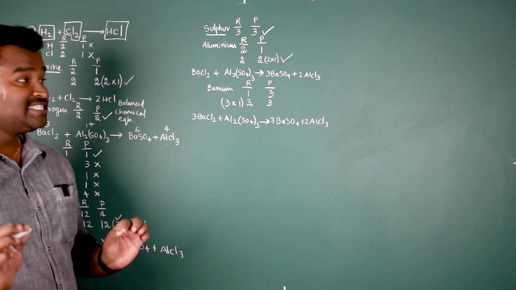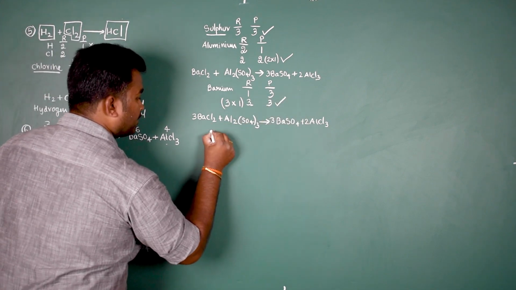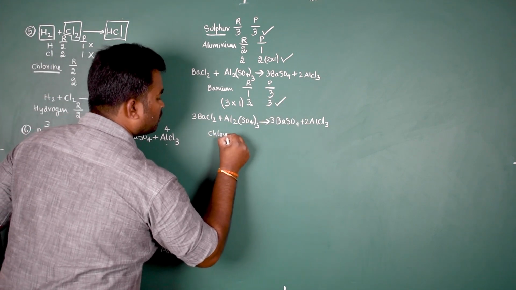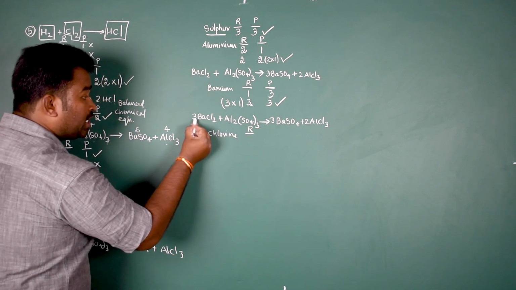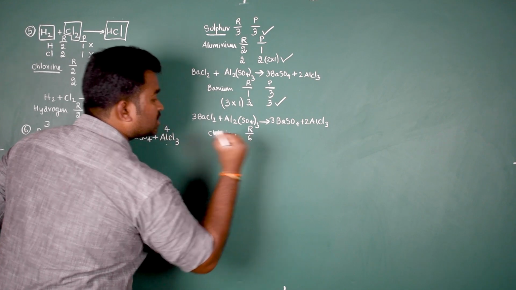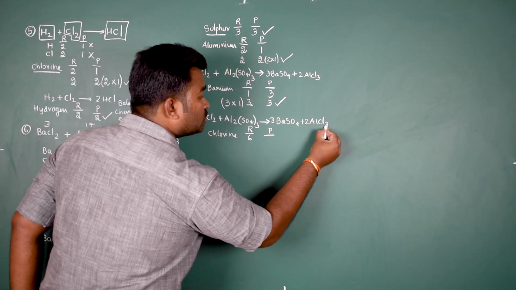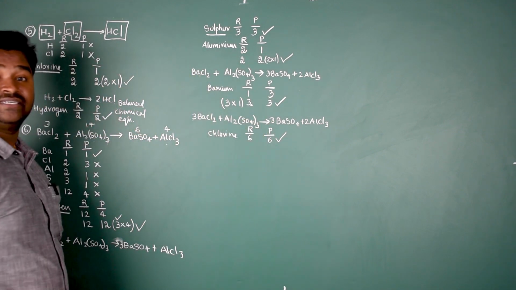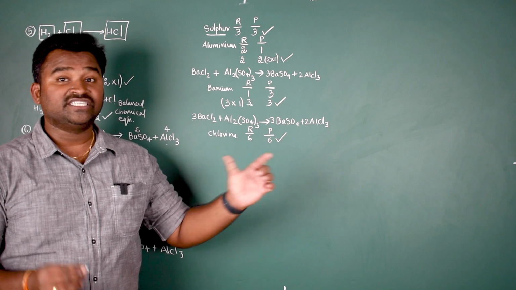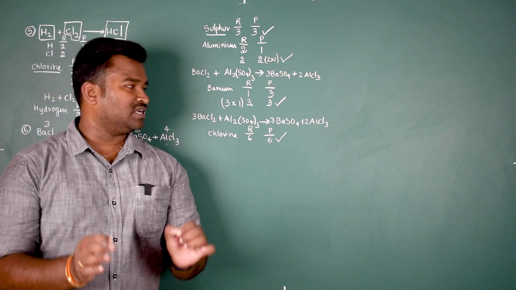Understood? Now let's look at one final atom, that is chlorine. In balancing chlorine, on the reactant side we have 2 into 3, that is 6 chlorines, whereas on the product side you have 2 into 3, 6 chlorines. So my chlorines are also balanced. Now, do you think this equation is a complete balanced equation? To confirm this, let's verify it once again.